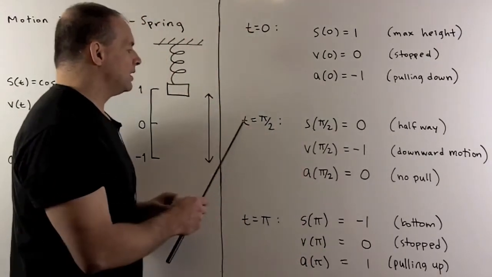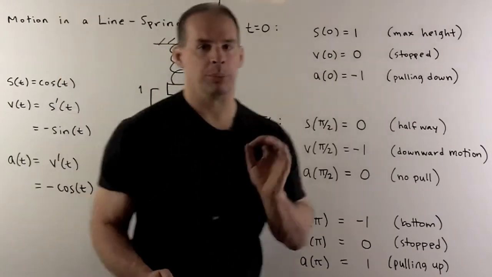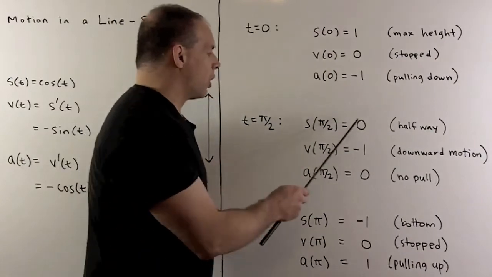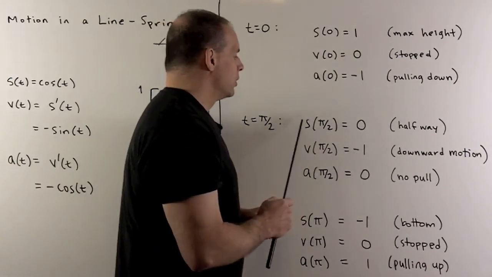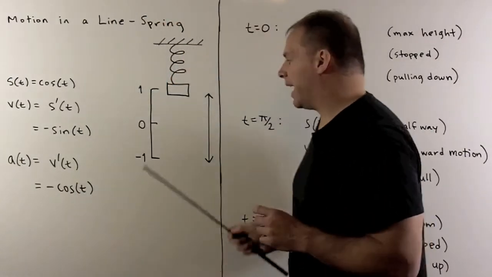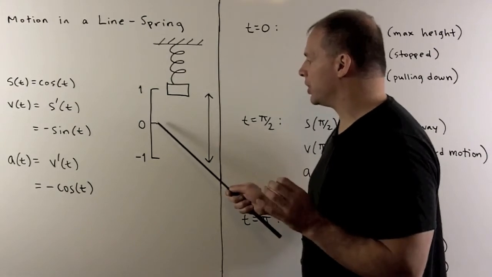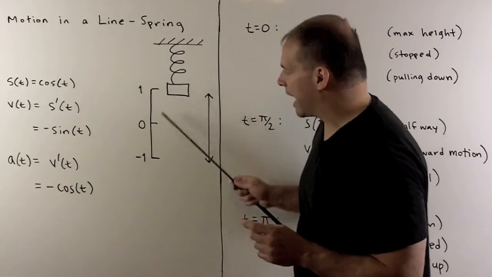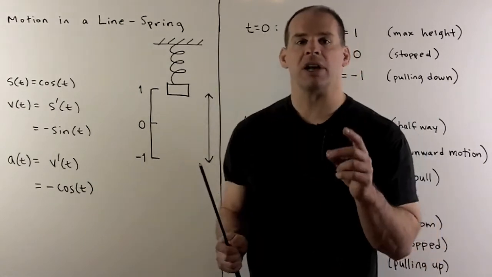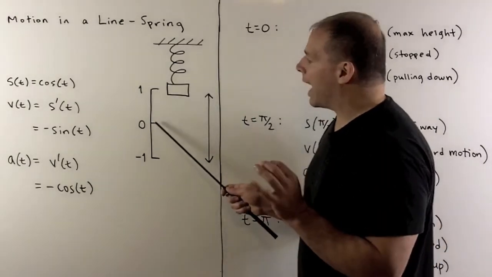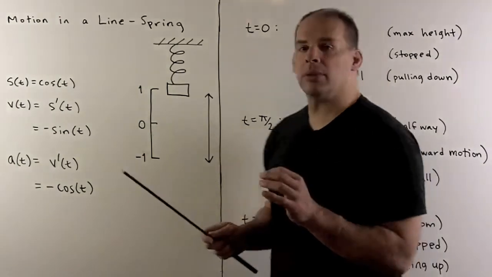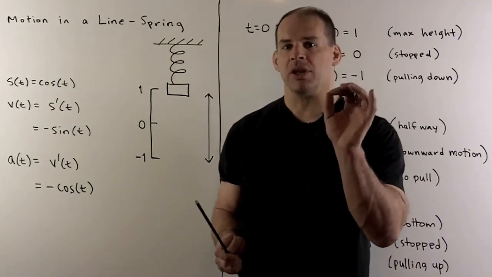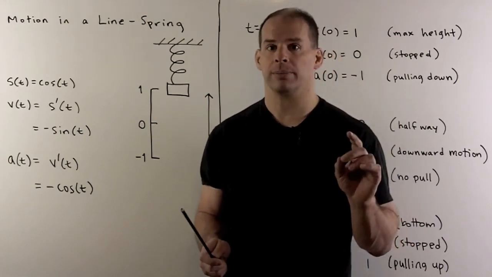If we try t equal to pi over 2, we put it into each of our functions, we get 0, minus 1, 0. So position 0, which means we're at the halfway point, the equilibrium position. Velocity is a minus 1, which means we're moving down. Acceleration 0, which means we're at the equilibrium position. For this brief moment, the spring has our mass where it wants to be, so there's no force.